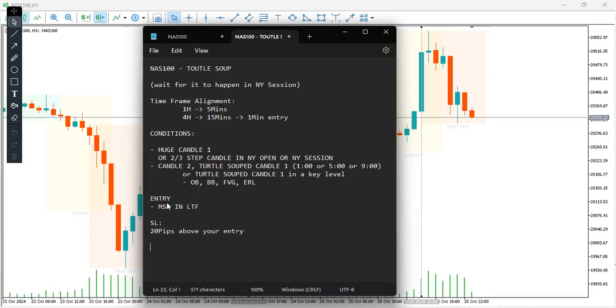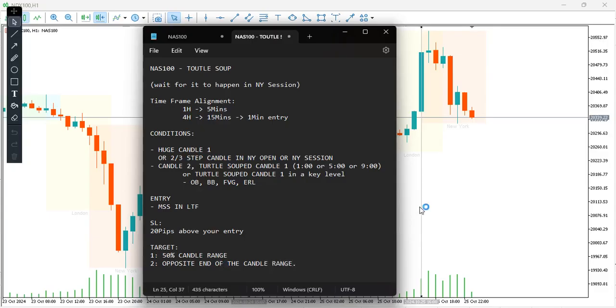Your target is the opposite end of the candle. That is it. Target 1 is 50% of the candle range. And your target 2 is the opposite end, sorry, of the candle range. Alright, let's go into the chart and let's see that real quick.